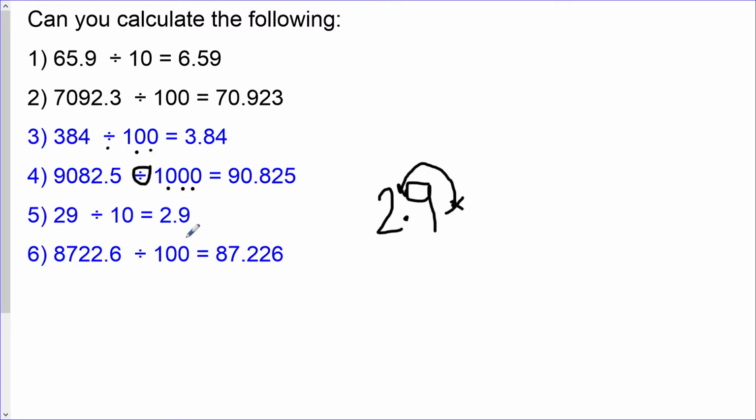Okay, so if you've got that question wrong, the chances are you have forgotten that in the number 29, the decimal point comes at the end because we cannot see it. And that is the case in any number. If ever we cannot see the decimal point, it comes at the end of the number. And then the last question, number 6, again we should be doing 2 jumps backwards here, and we should have then got to 87.226. So please mark your work. Remember that this answer to number 4, that is a typing error on my part, and it should be 9.0825.